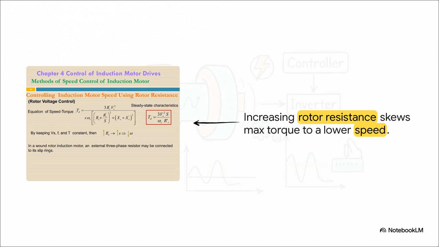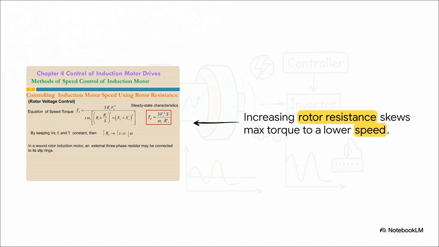By connecting an external 3-phase resistor to the slip rings of a wound rotor induction motor, we can actively increase the rotor's resistance. And here's the crazy part. Increasing that resistance doesn't change the synchronous speed, and it doesn't even lower the maximum torque. Instead, it physically skews the performance curve. It forces that maximum torque to happen at a much lower speed.